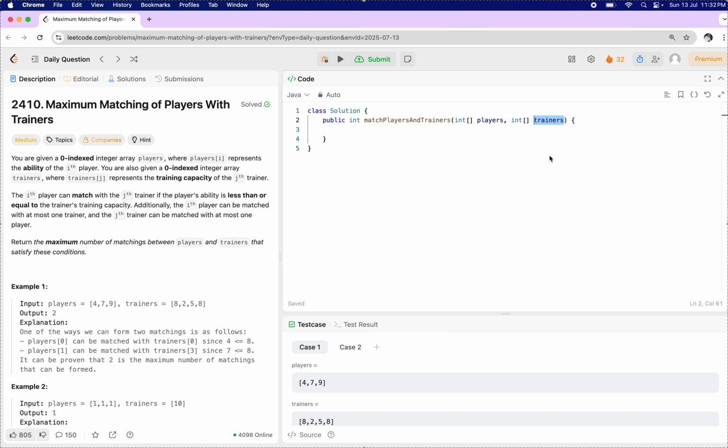So the trainer's capability should be more than or equal to the player's capability, and only those players can be assigned to the trainers. We have to return the maximum number of matchings which follows this constraint, that the player's capability should be less than or equal to the trainer's training capacity.